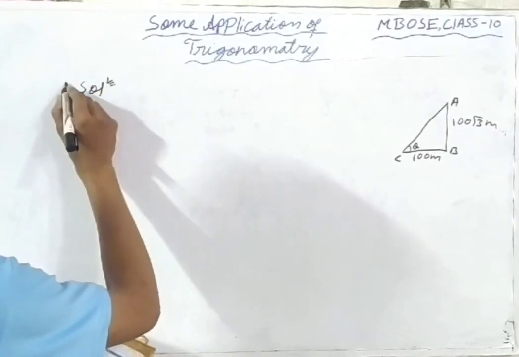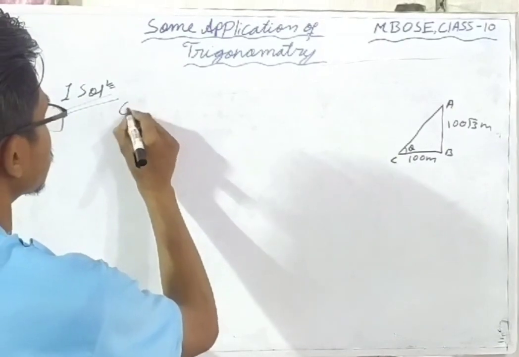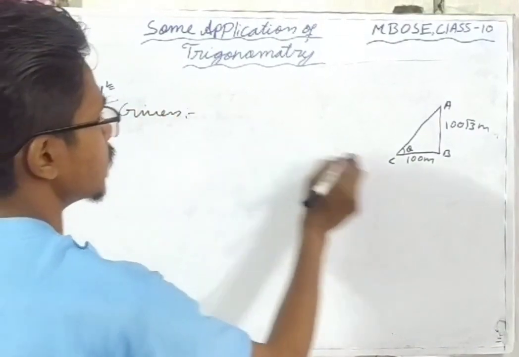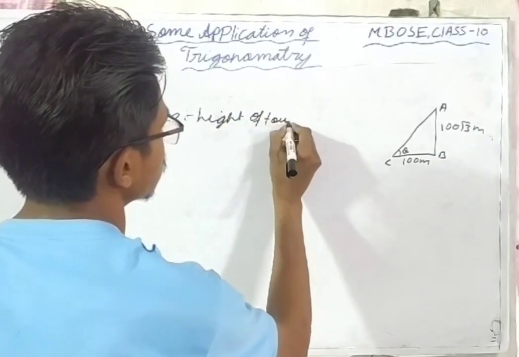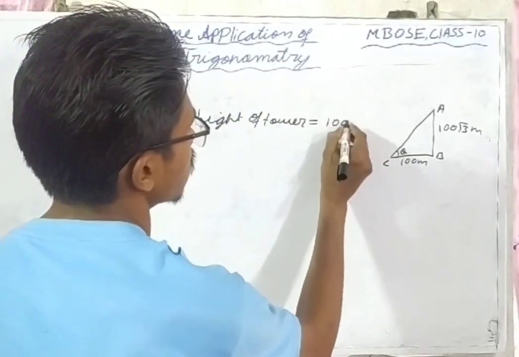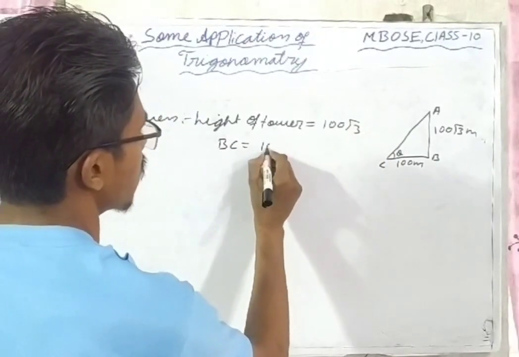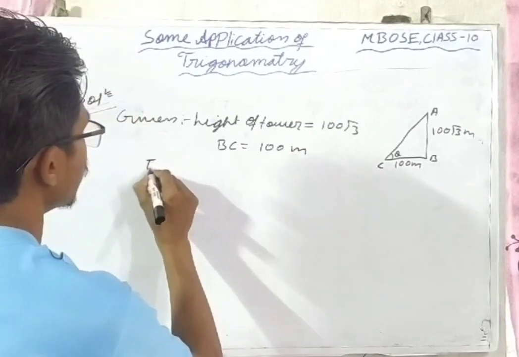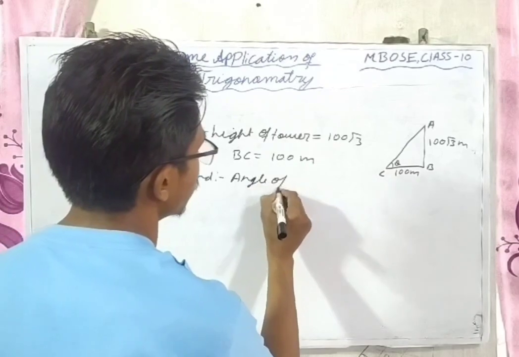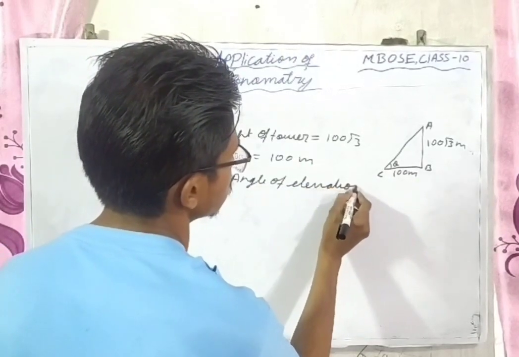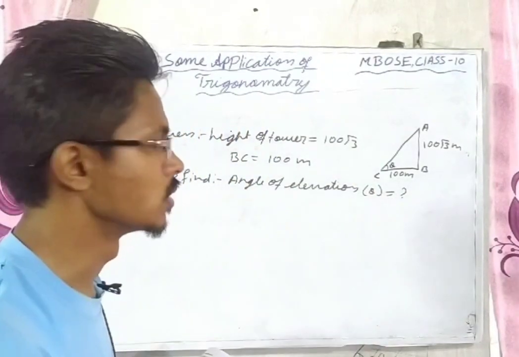Solution number one. So what is given? We have to write first what is given here. The height of the tower is given, 100 root 3, and the base is given, BC is equal to 100 meter. We have to find the angle of elevation. This one we have to find, so let me put this as a question mark.